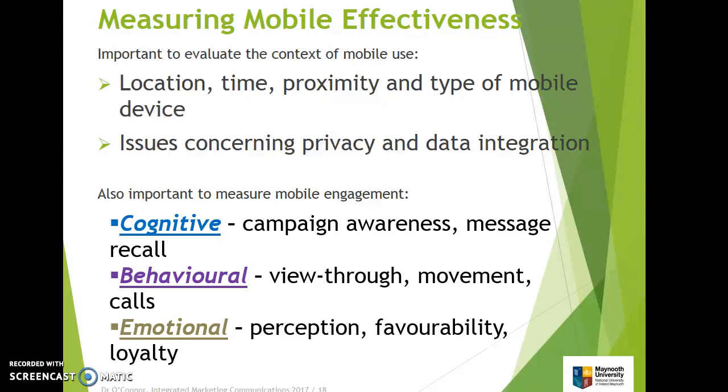And it's also important to measure mobile engagement in terms of cognitive, behavioural and emotional. So when talking about cognitive, we're talking about campaign awareness, message recall. Behavioural is the view-through, the movement, the calls, and the emotional is the perception of favourability or the loyalty to your brand. These particular aspects, cognitive, behavioural and emotional, go right back to your original lecture notes in topic 1 and topic 2. So you can see that there's an overflow of material that you will be able to review and revise, that follows through from the initial topics in topic 1, 2, right through to 4 and 5, right through to 9 and 10.